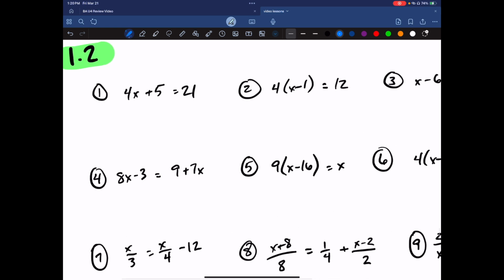Okay, so for number one, all I'm going to do is move the 5 over, because when you move across the sign, you change the sign. So it was positive, now I'm making it negative. So this is going to be 4x equals 21 minus 5, that's going to be 16.